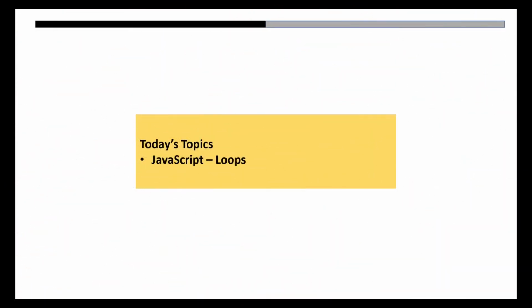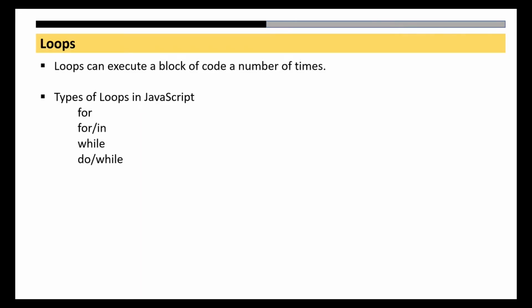In today's video, we are going to start with loops in JavaScript. So loops is basically when you want to execute the same block of code a number of times. For example, iterating over an array is one example where you want to execute the same piece of code. Let's say you want to display something, you want to iterate over each and every array element. At that time, we use loops.